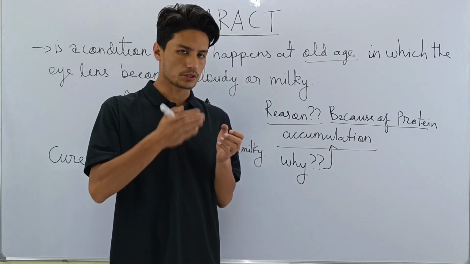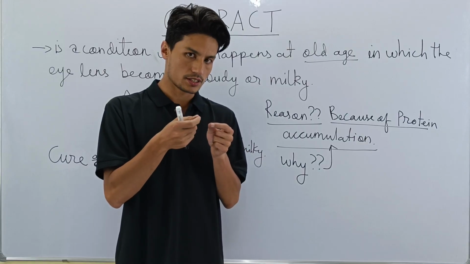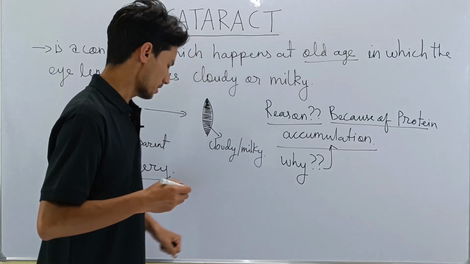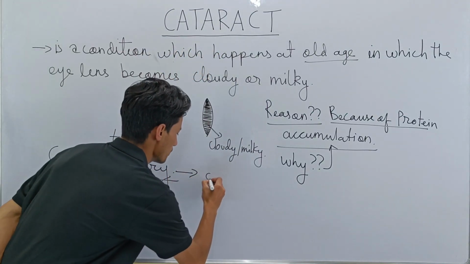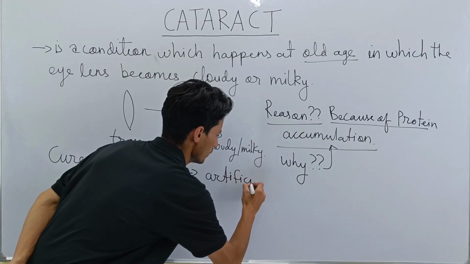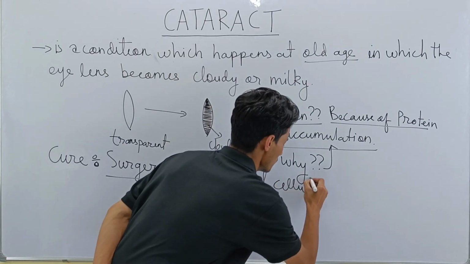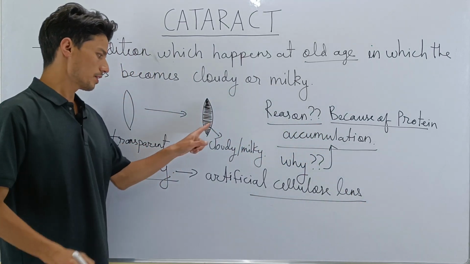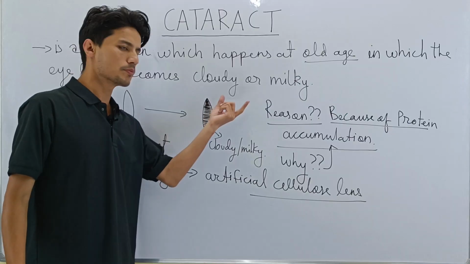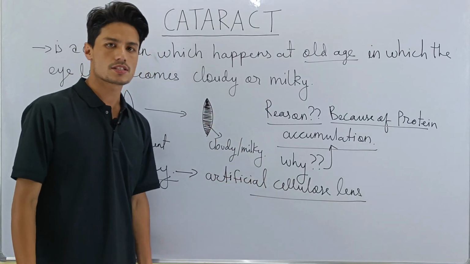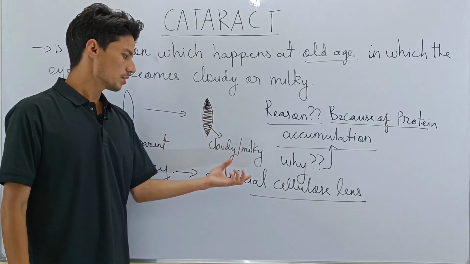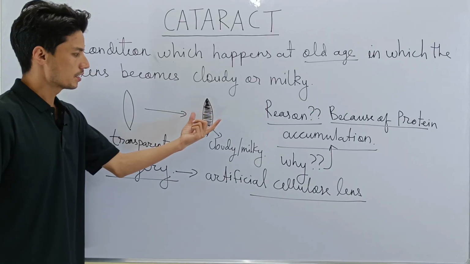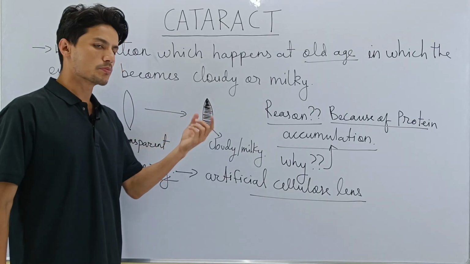Well, the doctor will have to cut open your eye, and then remove the lens, and then reinsert an artificial cellulose lens. Your lens has already become cloudy and milky because of protein accumulation, so this will be removed, and then the doctor will reinsert an artificial cellulose lens. That is how the cloudy, milky lens, which is preventing you from seeing clearly, is dealt with.